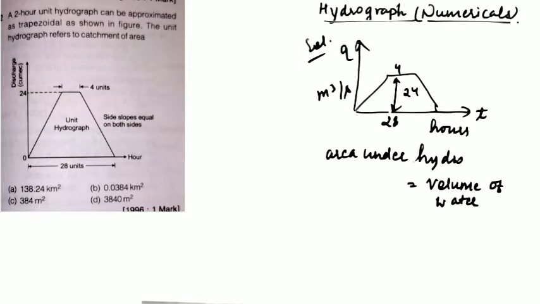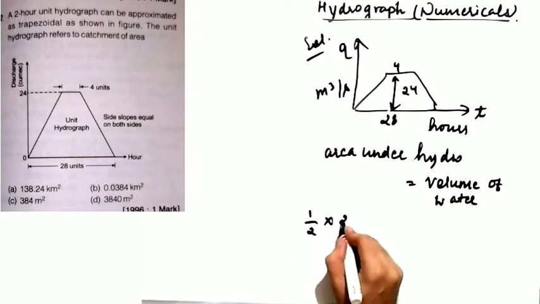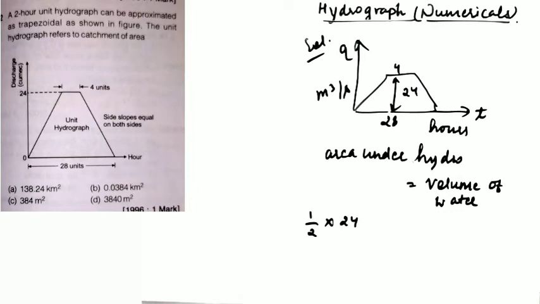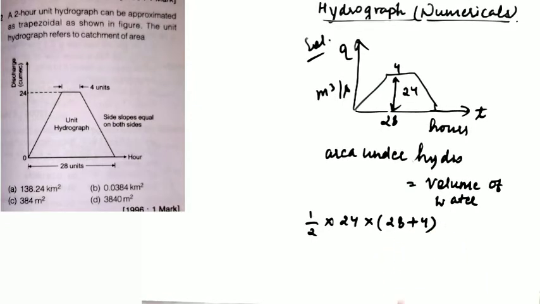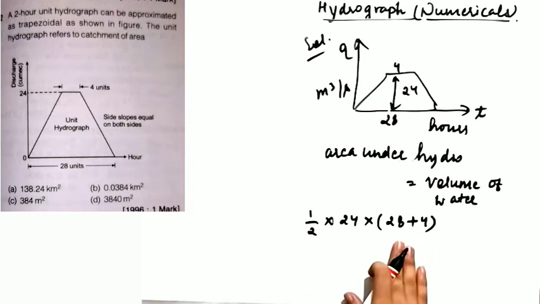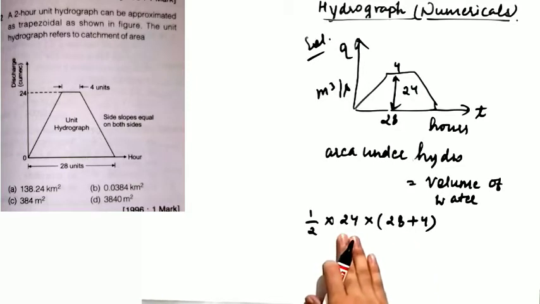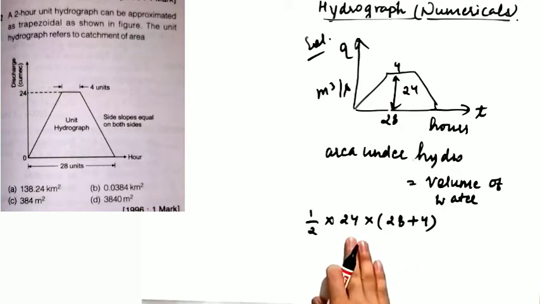So how will you calculate the area under the hydrograph? Since it is a trapezoid, you should know how to calculate the area under a trapezoid. It will be equal to half into height. The height is 24 in meter cube per second, times the sum of parallel sides, which is 28 plus 4. Now you remember that this is in hours and this is in meter cube per second. So to cut it down, this should be in meter cube per hour or this should be in seconds. It is easier to convert this unit into seconds rather than converting this into meter cube per hour.